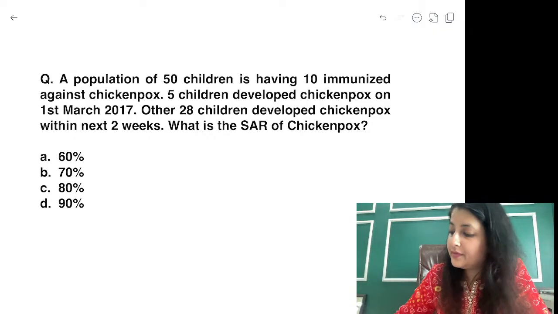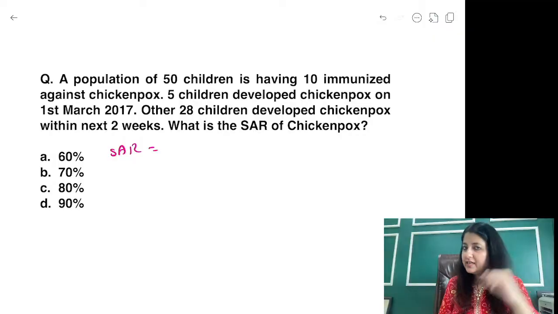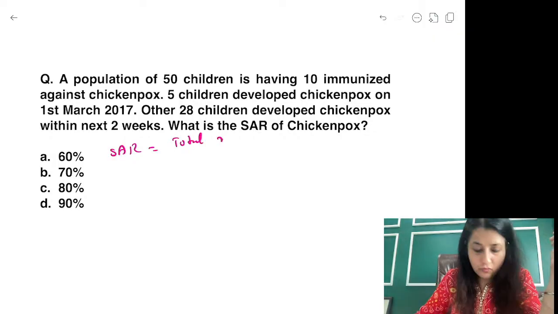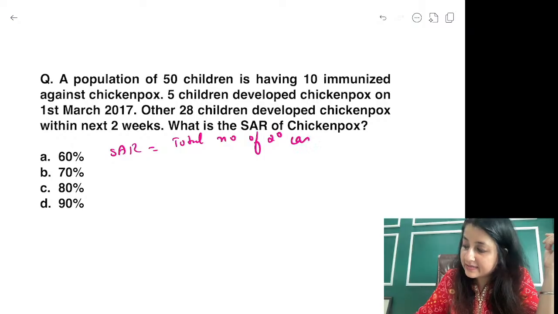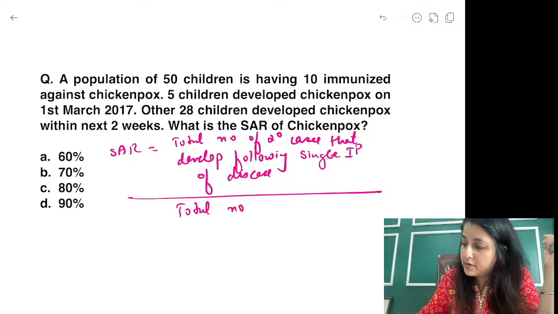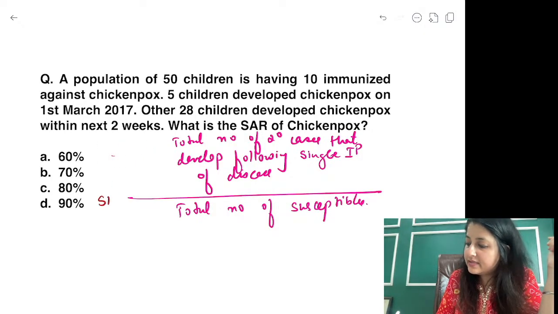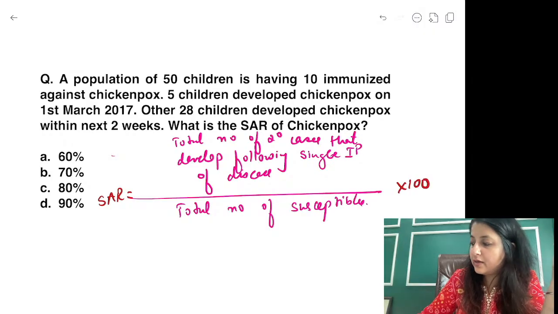क्या होता है secondary attack rate? Secondary attack rate, everybody, is, what is secondary attack rate? Secondary attack rate is total number of secondary cases that develop following a single incubation period of the disease out of the total number of susceptibles. And always remember, secondary attack rate, guys, is expressed in terms of what? It is expressed in terms of percentage. So we will multiply with 100.